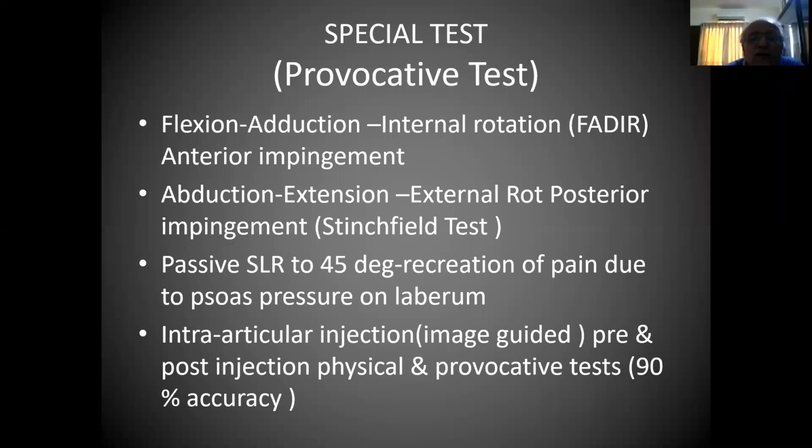If you want to confirm with a provocative test, we do this very rarely. Sometimes it is a real pain or some other pathology. So we can differentiate by injecting local anesthetic under image amplifier into the hip joint, and you repeat the test. The test becomes negative because the local anesthetic has taken effect. That is the way we can differentiate pain coming from the hip or maybe another source. That usually gives around 90% accuracy, not 100% accuracy.